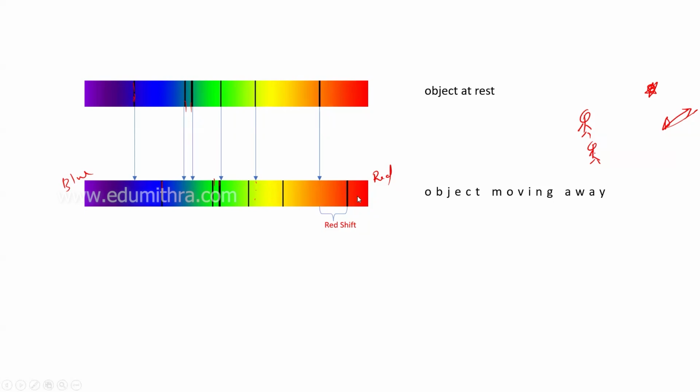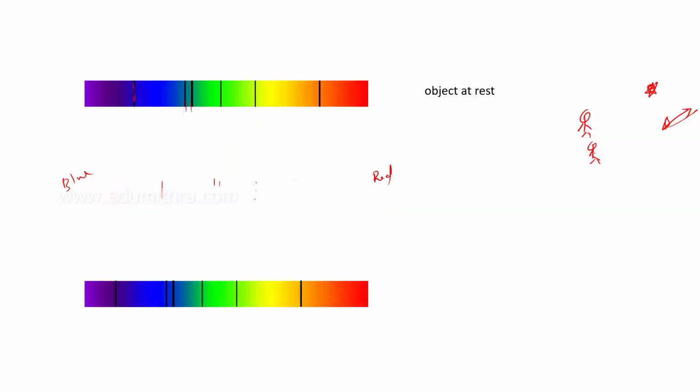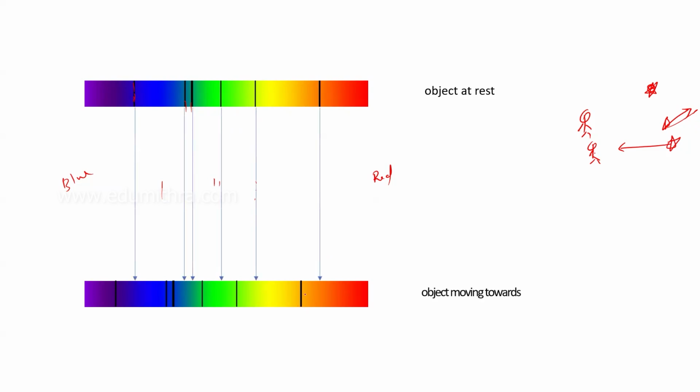Now what if it is coming towards you? There should be some other change. Let's see that. Suppose that star is coming towards you. Then again we get a line like this. That's fine, no problem. And if you compare it, when the object is moving towards you, all the lines have been shifted towards the left, that means to the blue side. So shifting towards the blue side, we call it the blue shift.